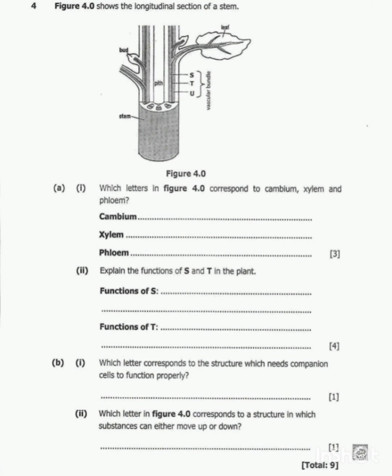Question B, Roman numeral 2, which is the last one, is saying which letter in figure 4.0 corresponds to a structure in which substances can move either upwards or downwards. So the answer is letter U, which is the phloem.